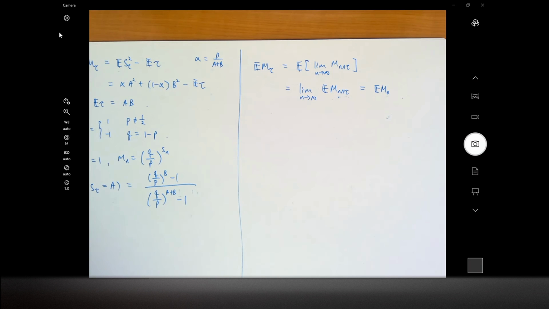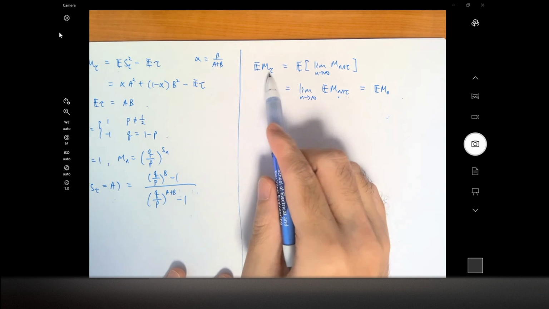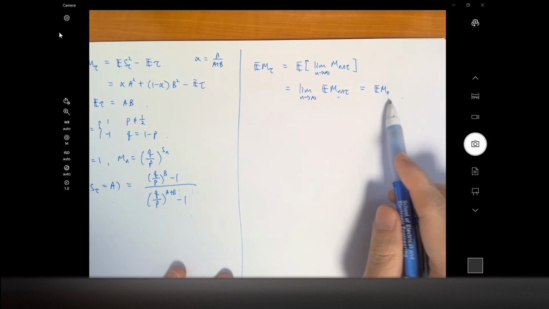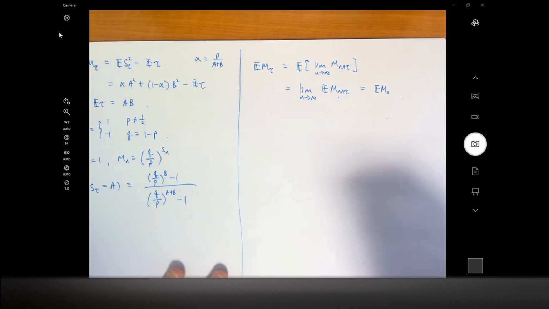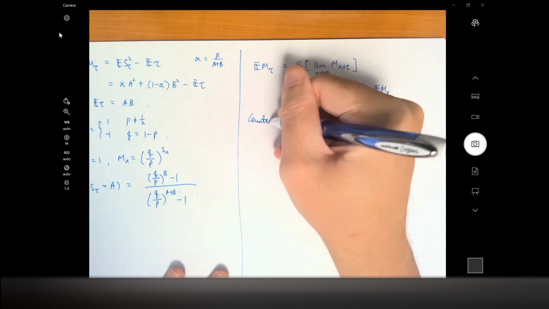Okay. But unfortunately, this is not always true, right? It's not always true that expectation of M tau is equal to expectation of M0. Okay, so let's do a counterexample in which this is not true. Okay.